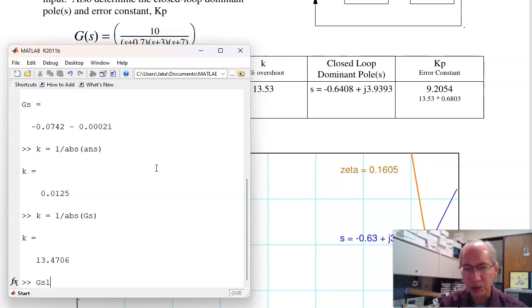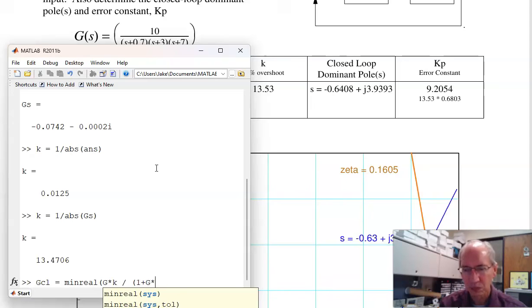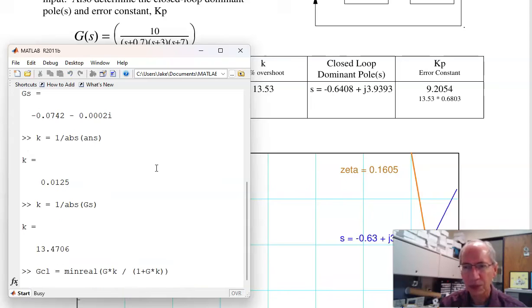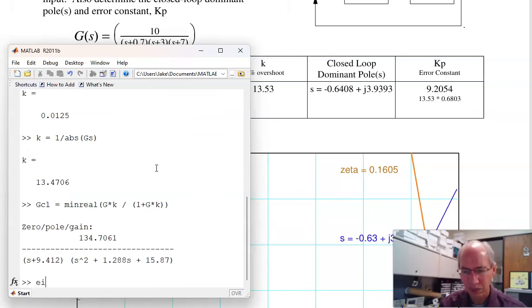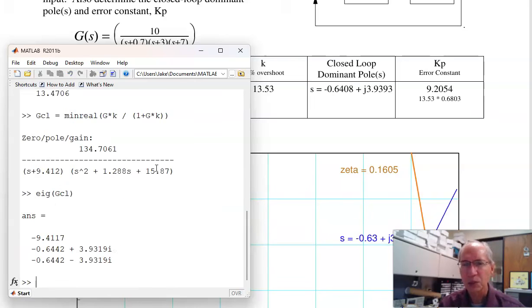As a check, this wasn't asked for, but you can find the closed loop system. What is GK over 1 plus GK? This is where the pole really is. It's actually at 0.6442 plus j 3.9319. If this is close to where you put it, you did it right.